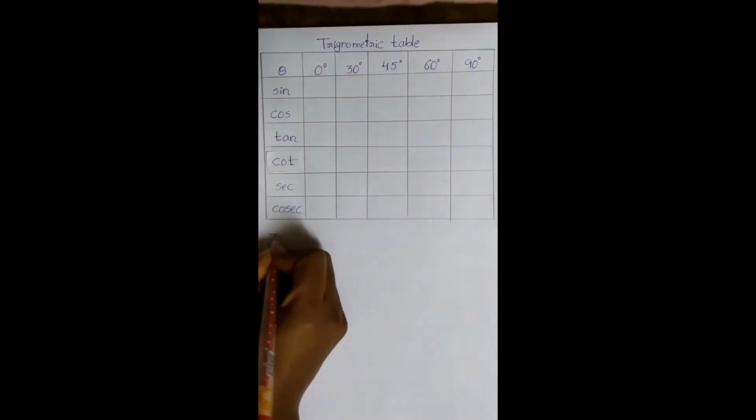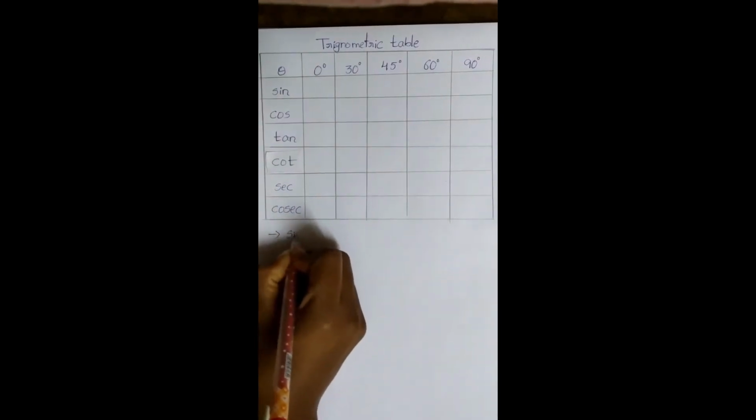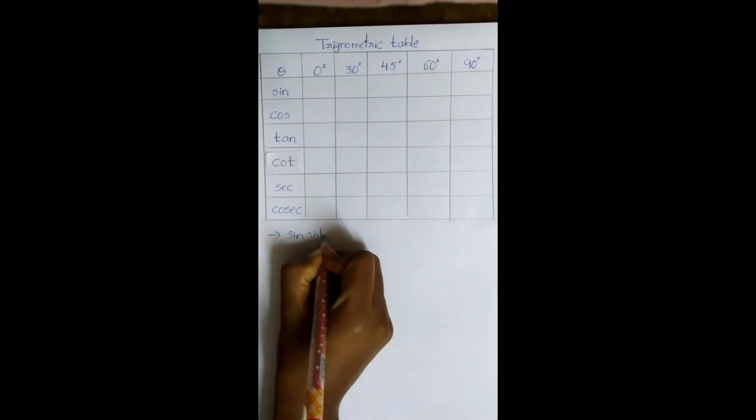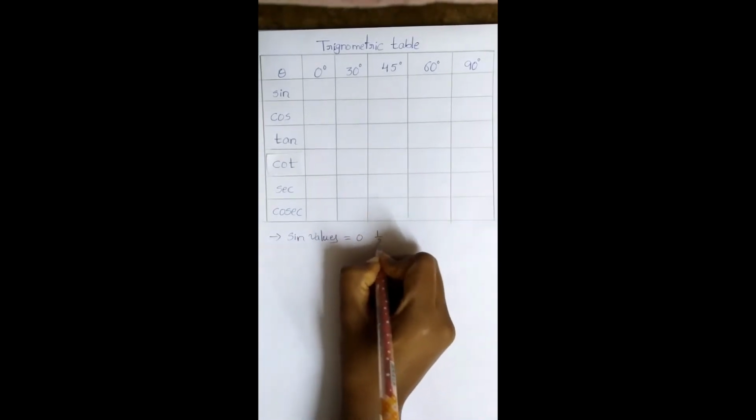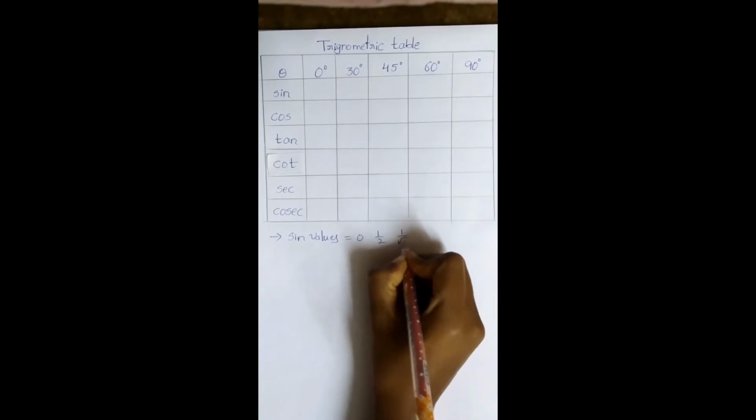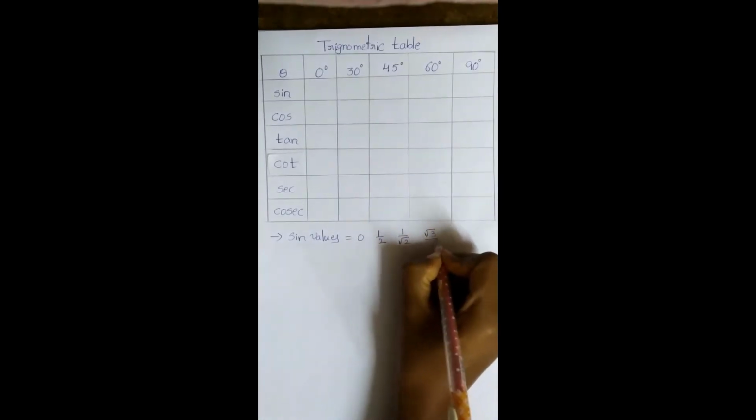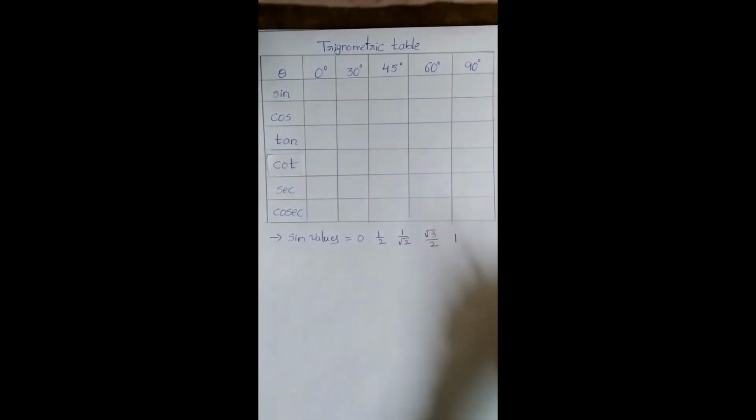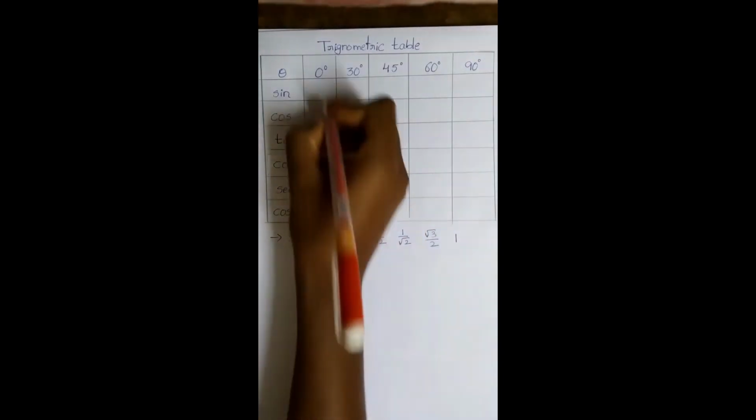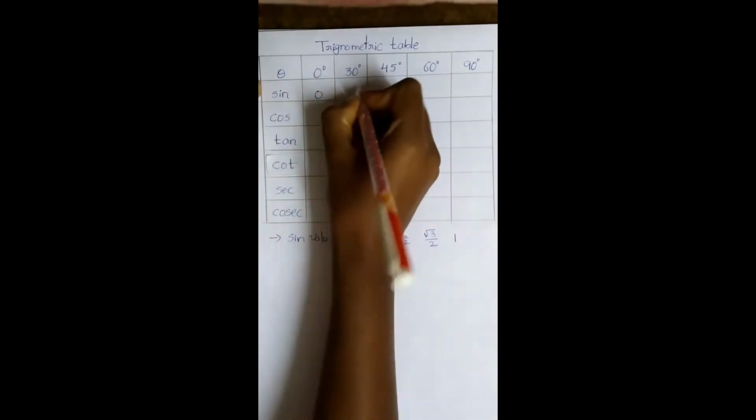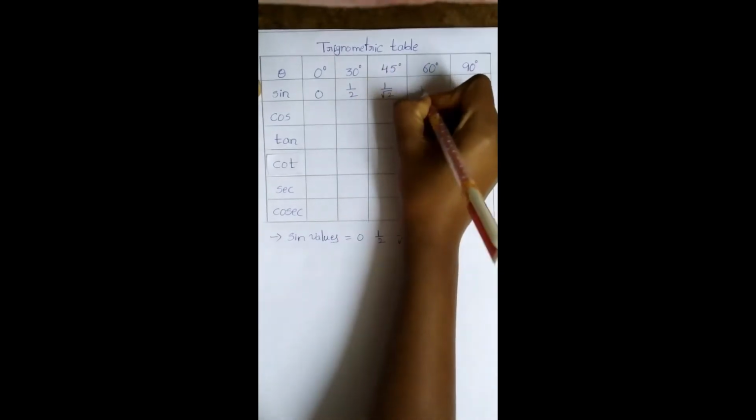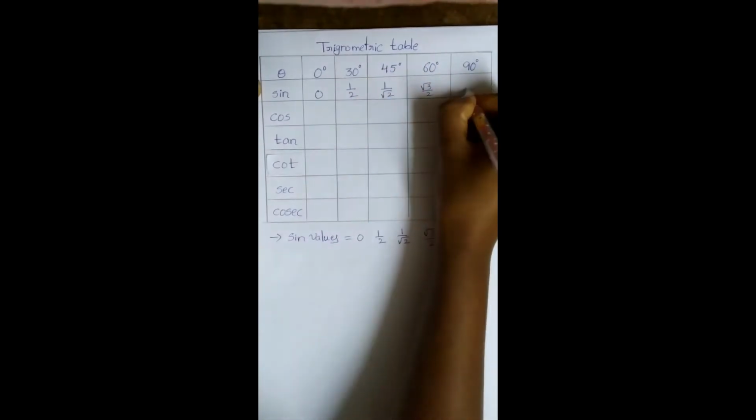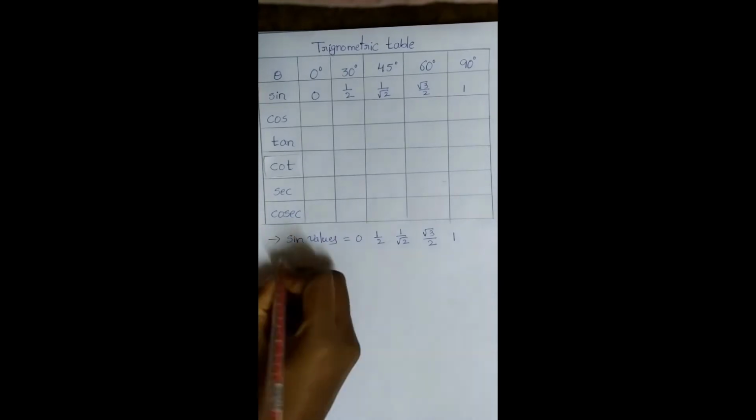They are sine values. Sine values are 0, 1 by 2, 1 by root 2, root 3 by 2 and 1. Write in your table first sine values 0, 1 by 2, 1 by root 2, root 3 by 2 and 1. Next come to the cos.